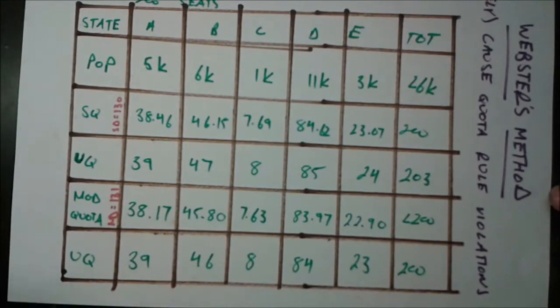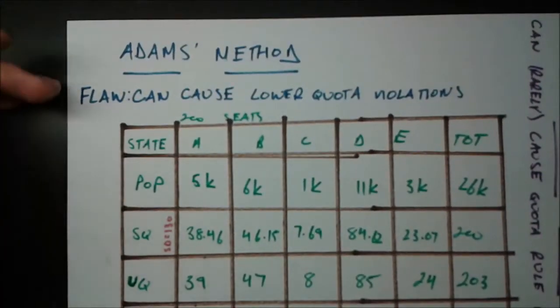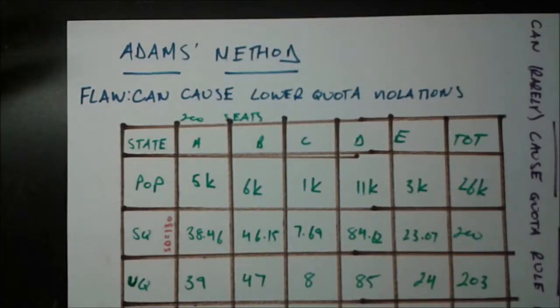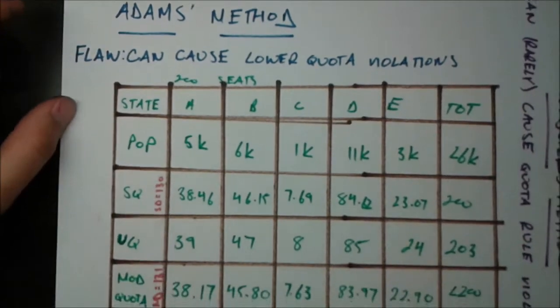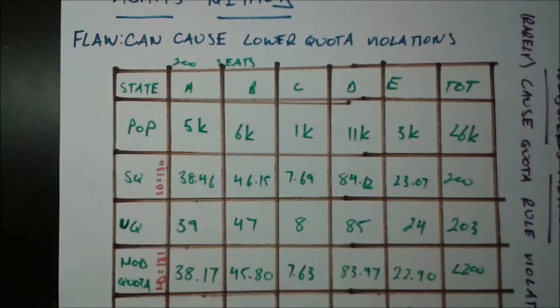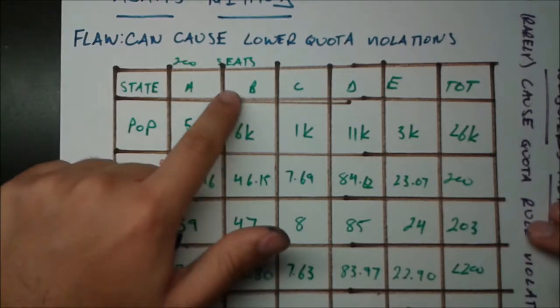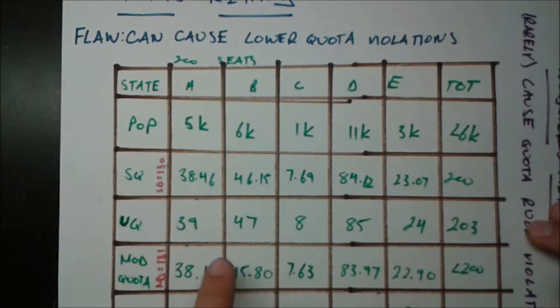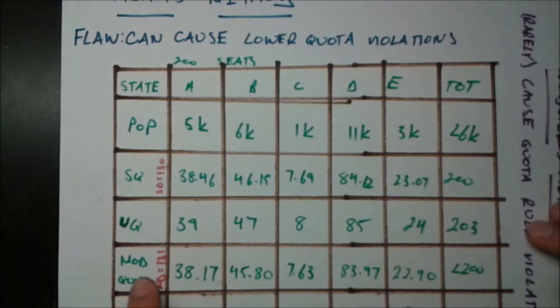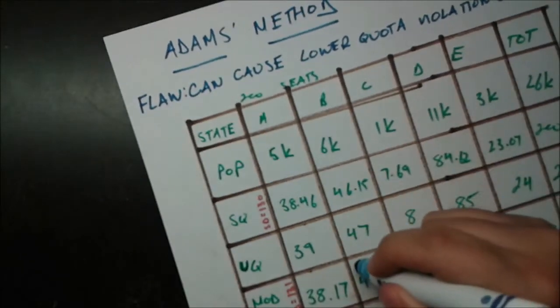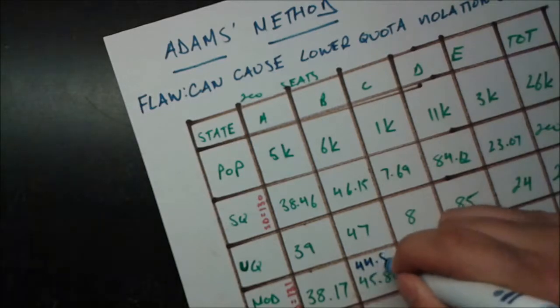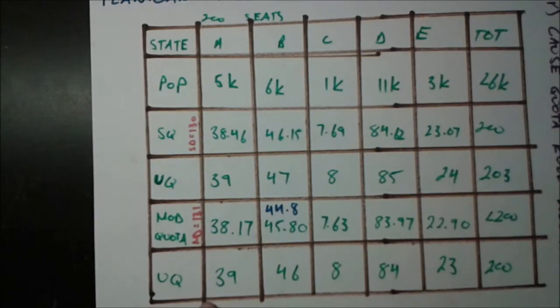So this is using Adams' method. It has the same flaw in the opposite direction as Jefferson's method. Jefferson's method could cause upper quota violations. This can cause lower quota violations. Let's just see really fast why that's possible. So just for example, let's pretend for state B, I took down here, the upper quota was 47. So let's say when you took the modified quota, this number went down very, very small. Let's say it went down to 44.8 instead of 45.8.